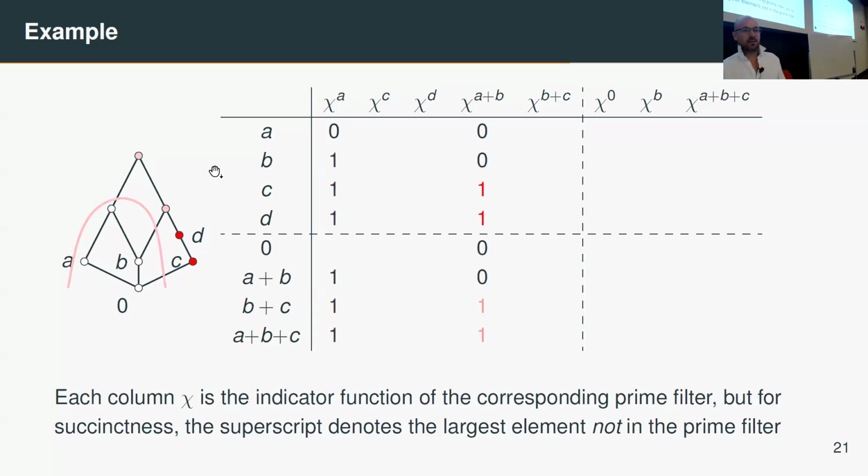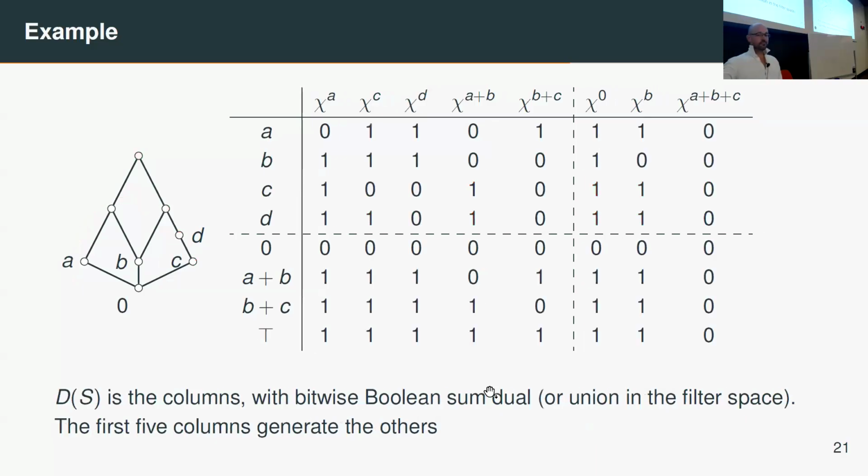Here's another one. If I look at the principal downset of A plus B, its complement is everything above C, essentially. C, D, plus these other 2 points. And so I can write that as this column vector. And you can go through and do the whole thing. And you can think of the dual as just being the bitwise sum on those columns. So you take the columns as your elements, and it's just bitwise sum.